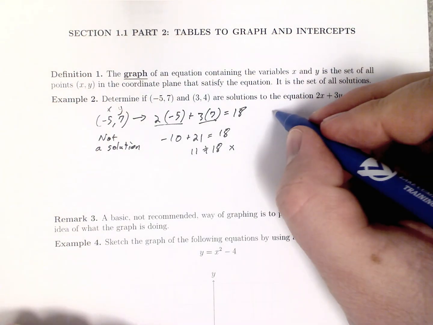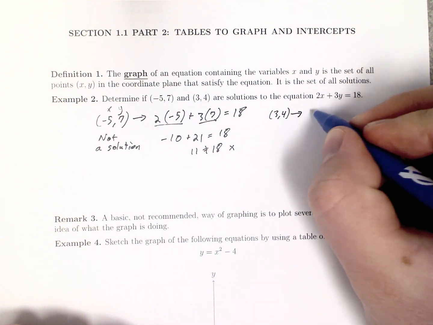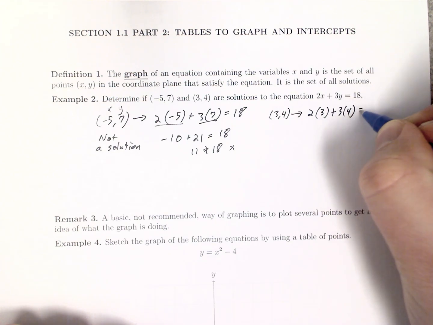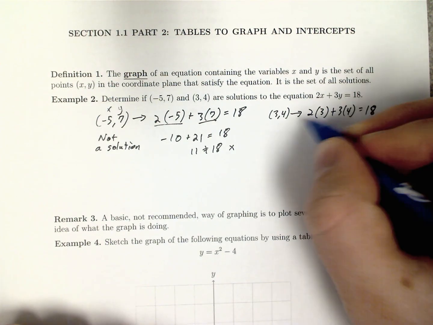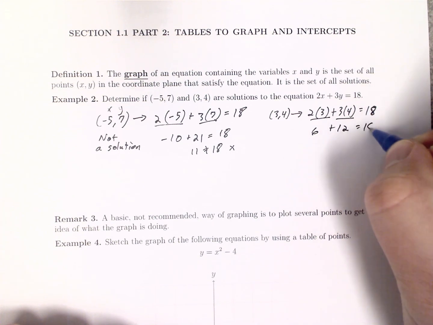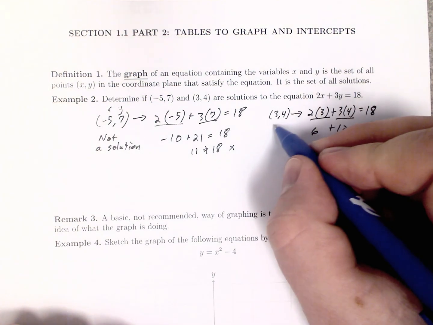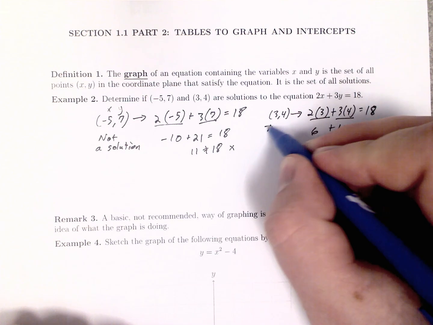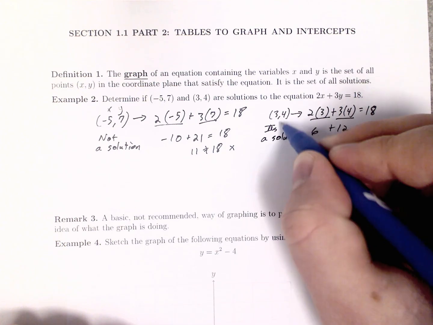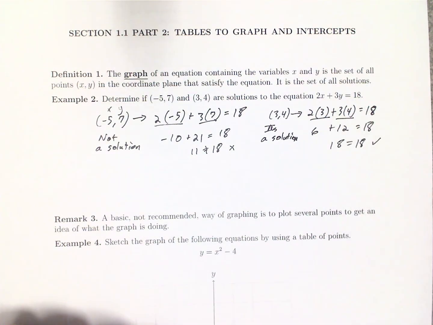All right, but what about 3, 4? If we plug 3, 4 in, 2 times 3 plus 3 times 4, does that equal 18? Well, 2 times 3 is 6, 3 times 4 is 12, and 6 plus 12 is in fact 18. So this is a true statement, which means that 3, 4 is a solution, which means that it is a point on the graph of this equation.